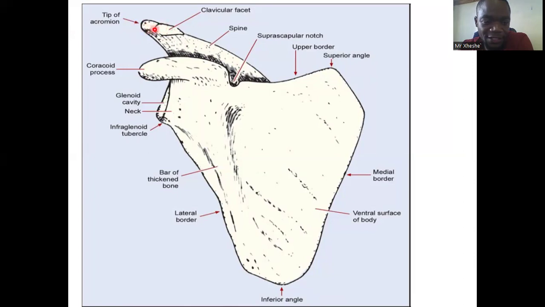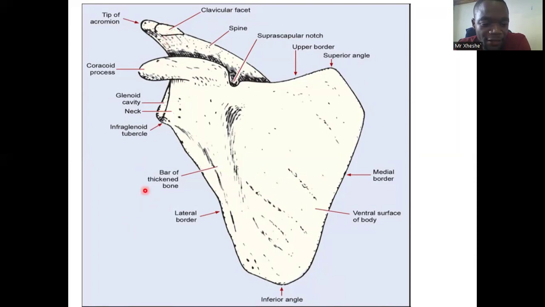So this part of the scapula is called acromion. And then what is fitting there is the clavicle. So the joint is known as the acromioclavicular joint. Acromio from acromion process, clavicular from the clavicle. Acromioclavicular joint. Two joints I've mentioned: sternoclavicular and acromioclavicular joint.